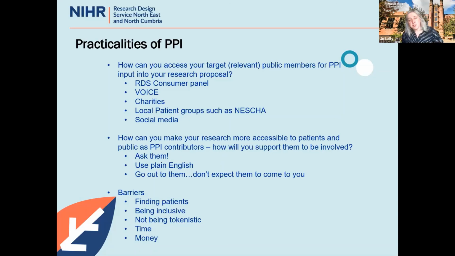So things to consider. How can you access your relevant public members for PPI? That's often one of the first things. How do I get that public involvement? So events like this hopefully will start to identify. I've said we have a consumer panel and we've got links in with lots of these other organisations. The public members are there, they're willing and enthusiastic and they're wanting to take part.